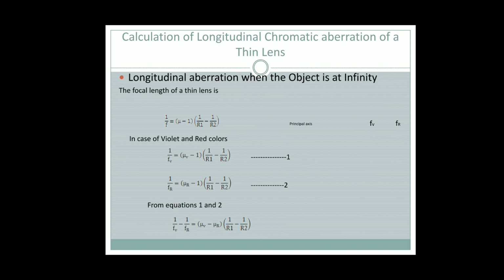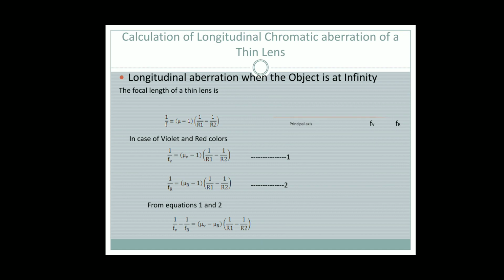So how can we calculate the magnitude of the longitudinal chromatic aberration of a thin lens? There are two cases. When the object is at infinite distance, that is the first case. When the object is at finite distance, that is the second case. In the first case, when the object is at infinite distance, how much is the longitudinal chromatic aberration?